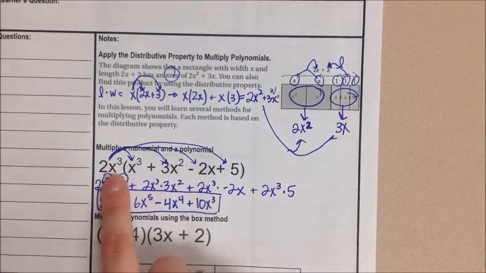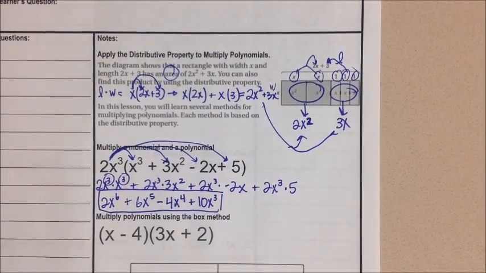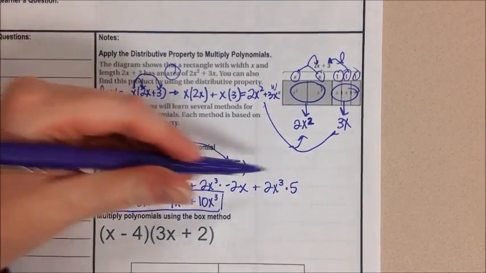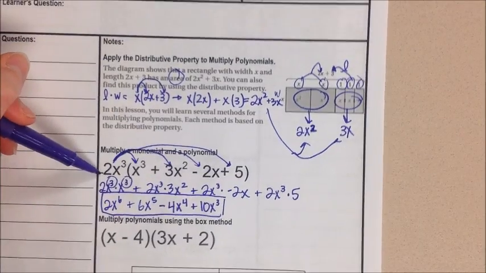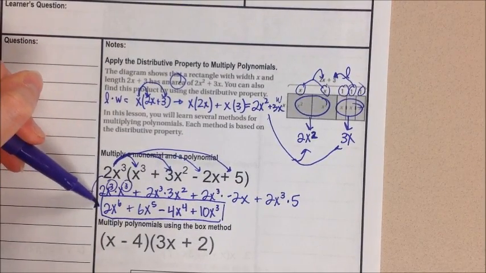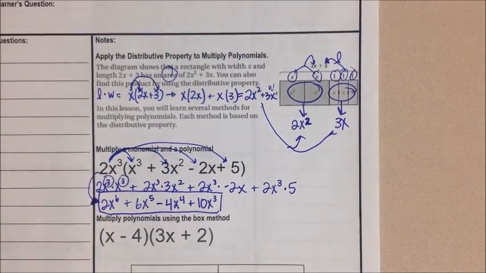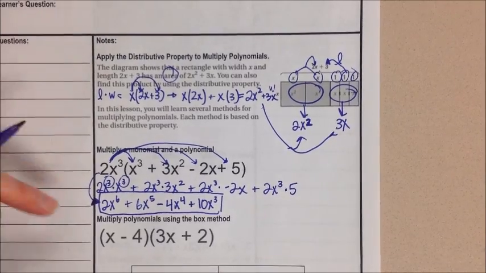So if you just have a monomial and a polynomial, you're just going to distribute just like normal. And again, you don't have to write it out like this. If you want to go straight from here to here, that's fine. Okay, but it's much easier to keep yourself from making mistakes if you do it this way.